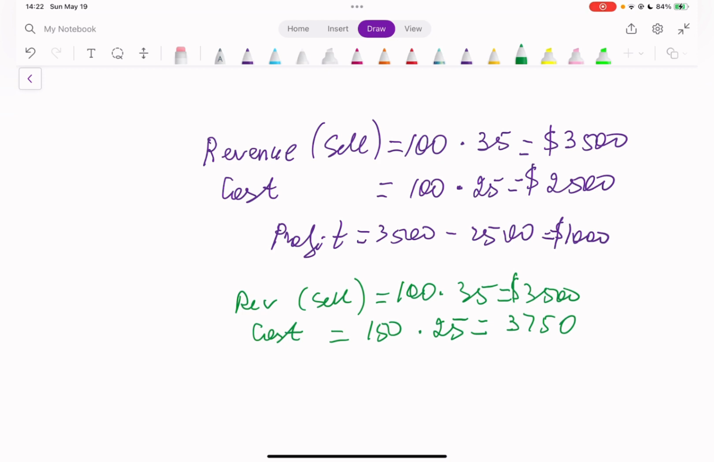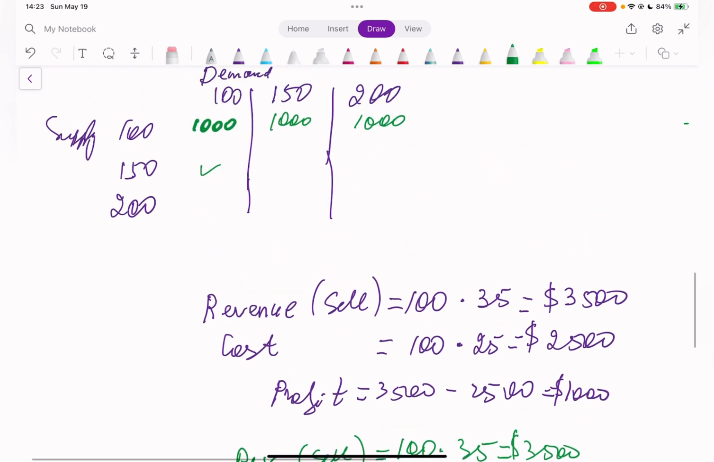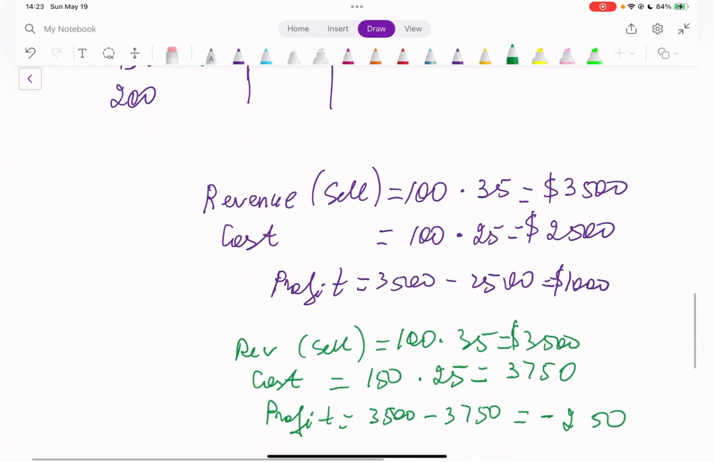So in this case, our supply is greater than demand. In this case, we are going to have a loss, right? So profit is gonna be 3,500 minus 3,750. It's gonna be 50, and 7 minus 5, we're gonna be in loss, negative $250.